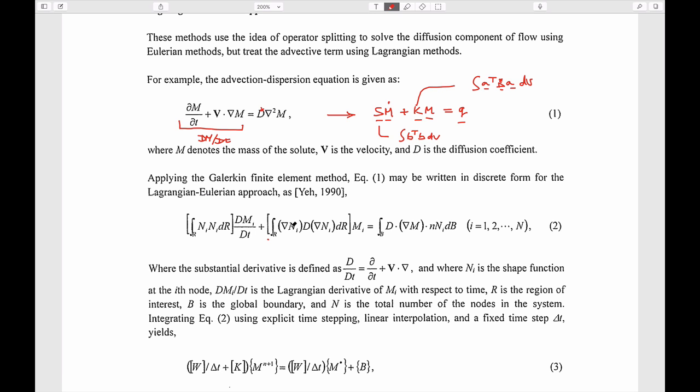This is using n for the shape functions, which is quite often used. So this is the derivative of the shape function. This is A, this is the diffusion term, and this is A transposed. So this is the K matrix, if you like, that we have here, multiplied by M. This is the S matrix, or storage matrix, multiplied by M dot, the time derivative. And this is the flux on the boundary.